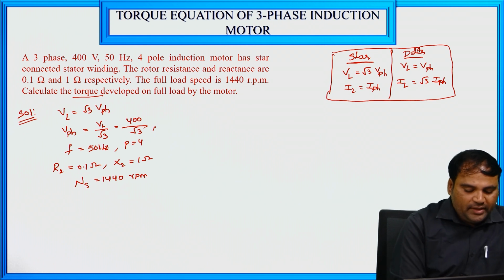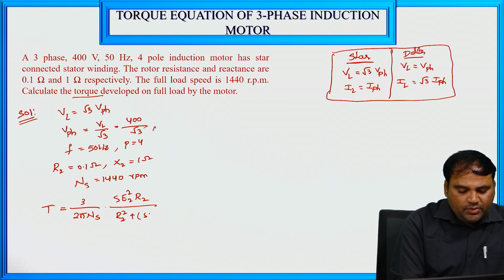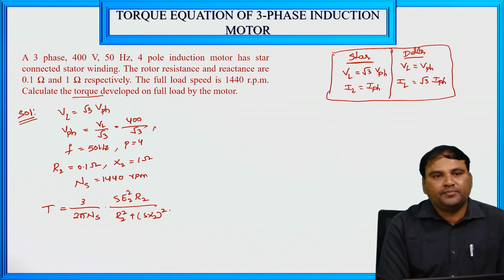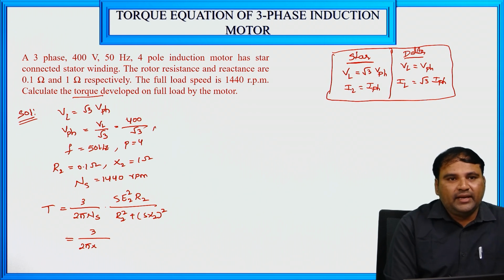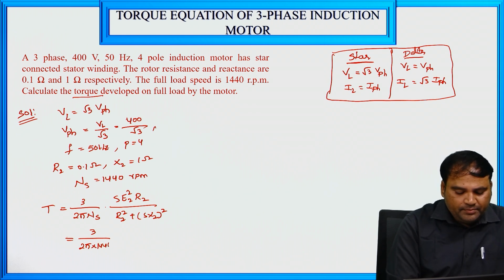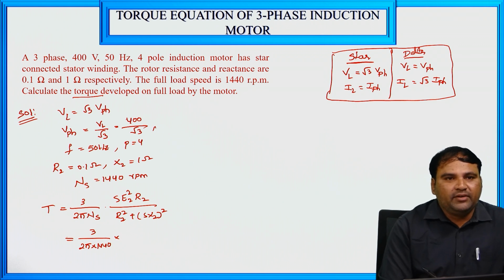Here the torque equation is T equal to 3 divided by 2 pi Ns into S into E2 square R2 by R2 square plus SX2 whole square. So that is equal to 3 divided by 2 pi Ns, where Ns is 1500 rpm, into the S value. Here we need to calculate the S value.